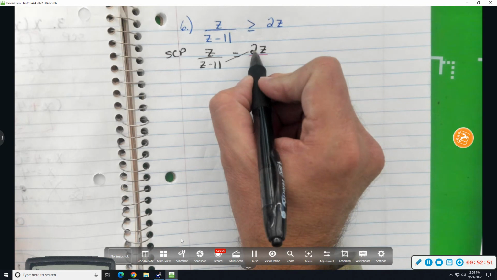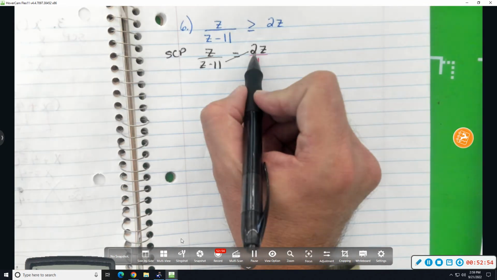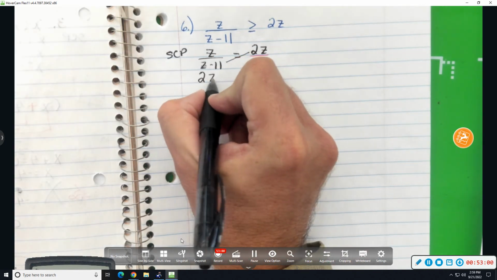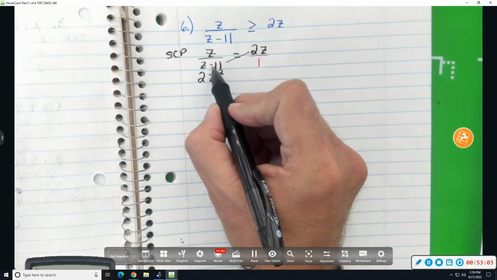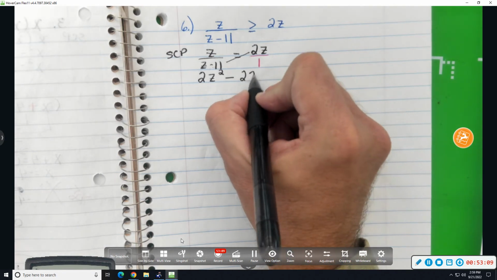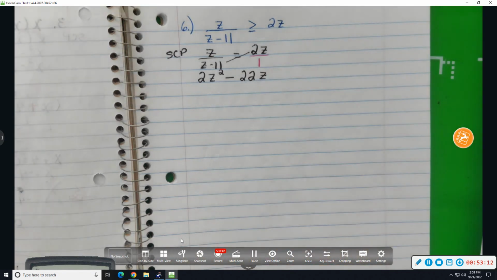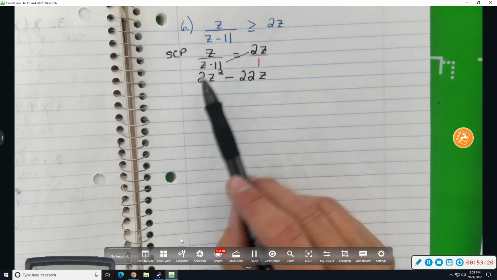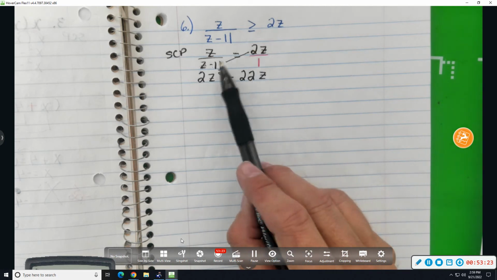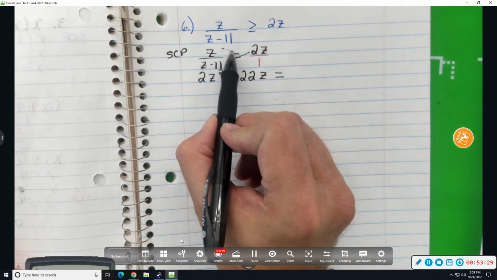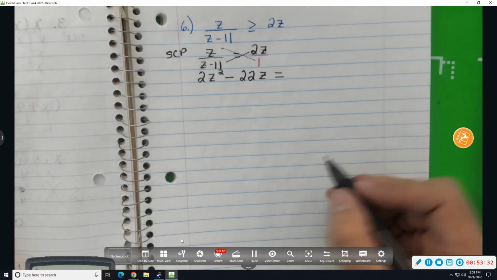Of course there's a 2 in front of a z. Hopefully you can tell my 2 from a z. 2z times z is 2z squared. And a minus 11 times 2z, is that going to be a 22z? You'll see I'm cross multiplying. I'm having to multiply the 2z times the z and the negative 11. So we have 2z squared minus 22z equals just a 1z or z.